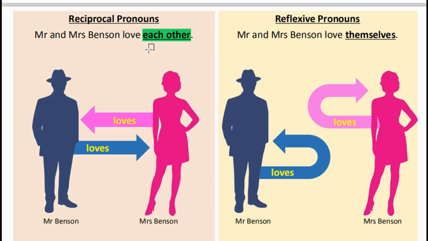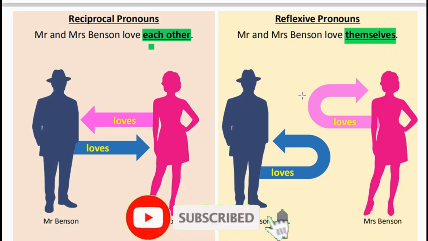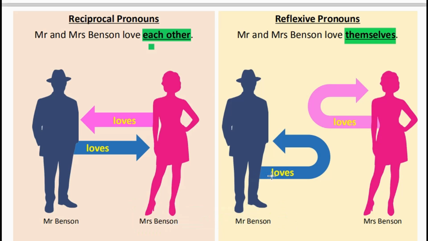That is reciprocal pronoun. Now, let's come to the right side where we have the reflexive pronoun. Mr. and Mrs. Benson love themselves. Now look at the arrow of love from Mr. Benson. Goes back to him. The arrow of love from Mrs. Benson also goes back to Mrs. Benson. So it means when we have that sentence, Mr. and Mrs. Benson love themselves, it means Mr. Benson loves himself and Mrs. Benson loves herself. They do not reciprocate that love.